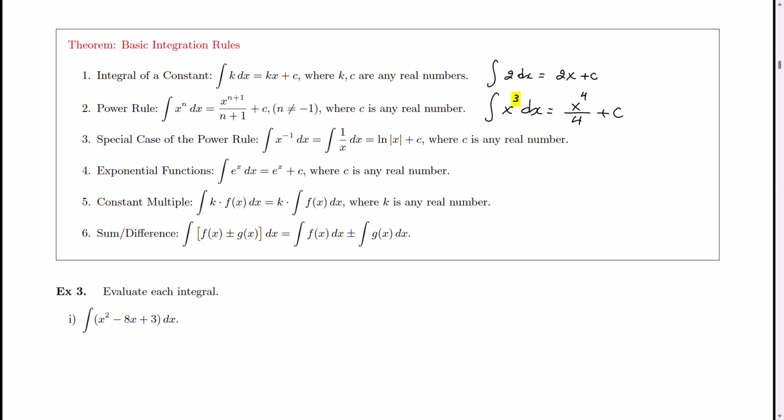So this is the rule that we call the power rule, and this works whether you have a positive number or negative number or fraction in the power. It works all the time as long as the power is not -1.